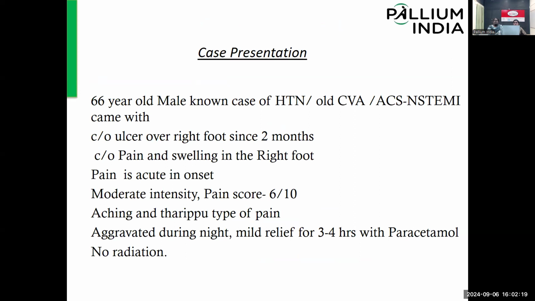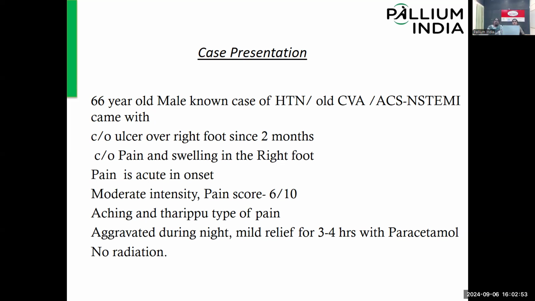This is one case. This is a 60-year-old male, a known case of hypertension and an old case of CVA. The patient was diagnosed with ACS with NSTEMI. He came with complaints of an ulcer over the right foot since 2 months, and pain and swelling in the right foot since 2 months. The pain is acute in onset, of moderate intensity with a pain score of 6/10.